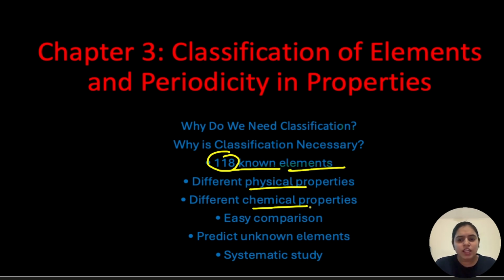Another important advantage is that it allows scientists to predict the properties of unknown elements or newly discovered elements, right? So, classification provides a systematic way to study chemistry instead of memorizing every element separately. So, remember this one line, classification organizes elements in a systematic way, right? Systematic way, making them easier to study, compare and predict.